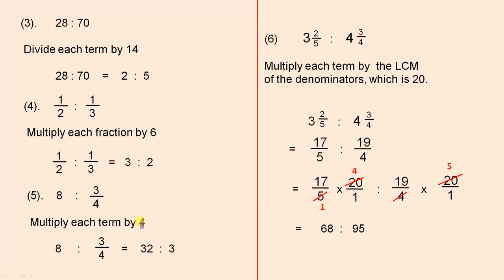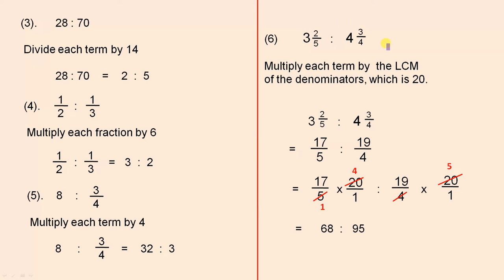1/8 is to 3/4, multiply each term by 8, because of that denominator. So here we have the original ratio, 8 times 1/8 is 1, and 8 times 3/4 is 6, so we have 1:6.